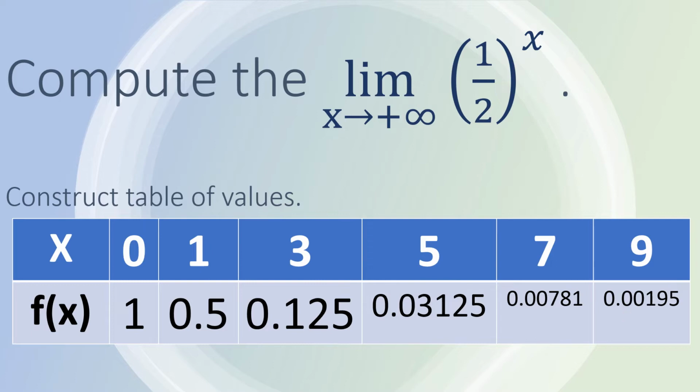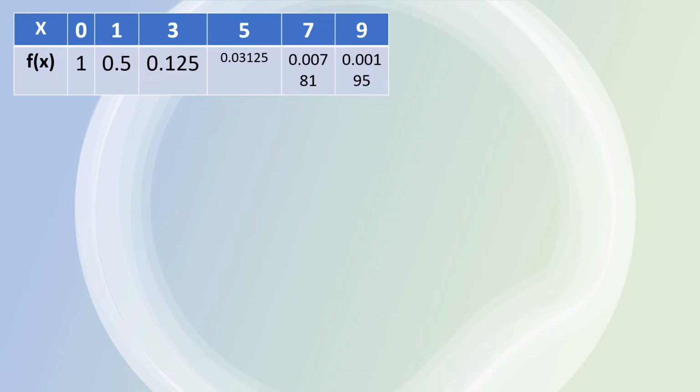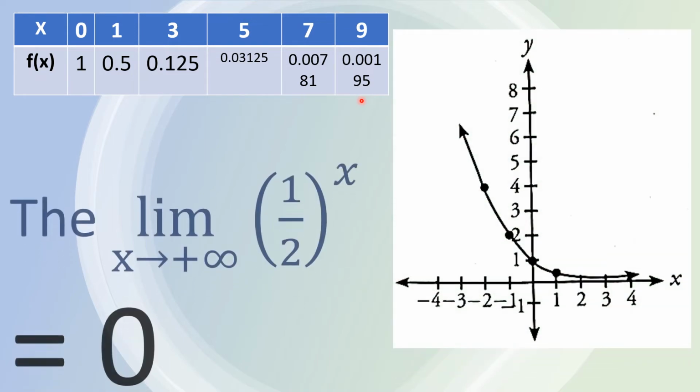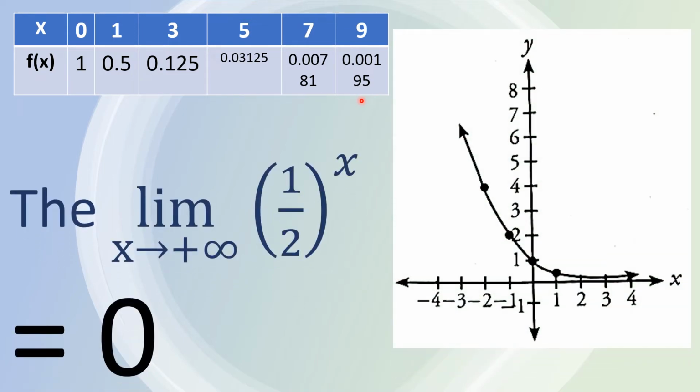So now, what have you observed? Lumiliit class, dumadikit hanggang 0. So, if you observe, habang nagpa-positive infinity tayo, habang nilalagyan natin ng 10, ng 20, ang value ay lumalapit na sa 0, meaning the limit of 1/2 raised to the power of x as x approaches positive infinity, the answer is 0. Alright?